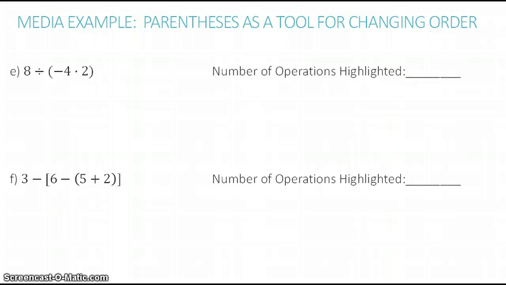Let's look at a few more. 8 divided by parentheses negative 4 times 2. So we have division and we have multiplication. So we have two operations to perform. Since the multiplication is in parentheses, we'll do this one first. And we have 8 divided by negative 4 times 2 is negative 8.